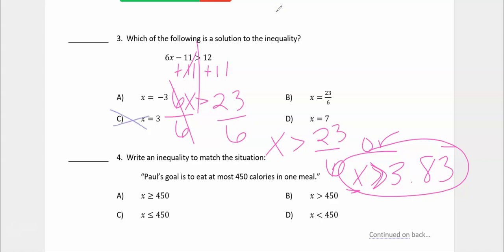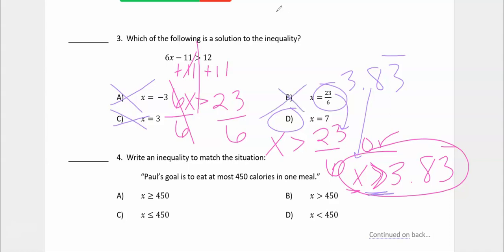So it can't be C. 3 is not bigger than. Negative 3 is not either. Over here, 7 is good to go. This is the exact fraction I got. So that is 3.83 repeating. But that's not bigger than itself. If the or equal to line was there, that one would work, but it's not. So 7's the only number that's bigger than 3.83 repeating. So D.